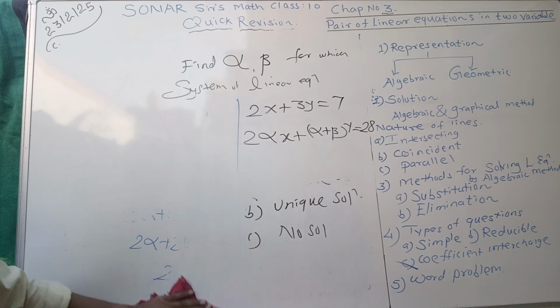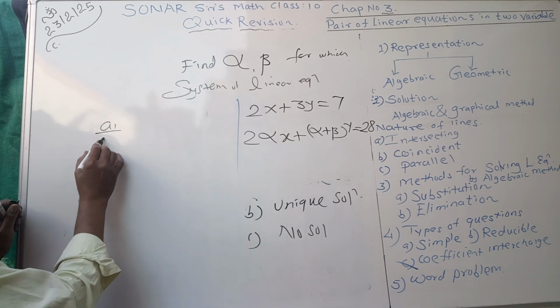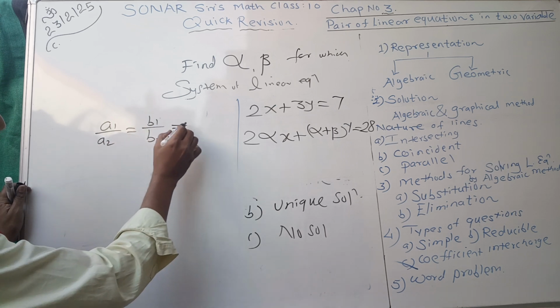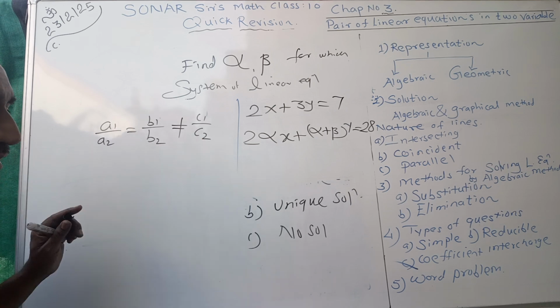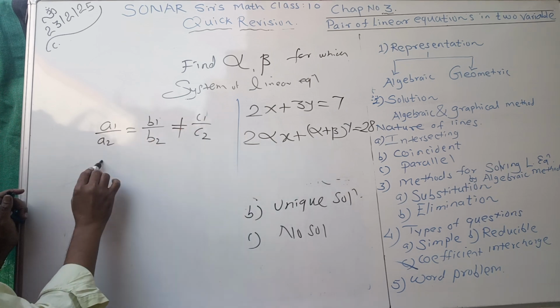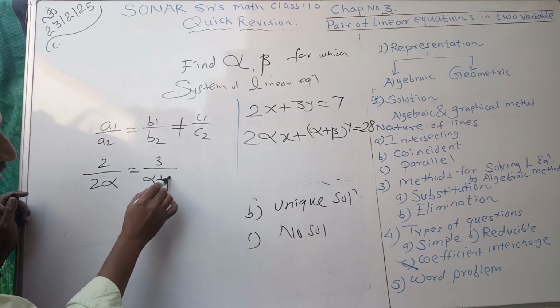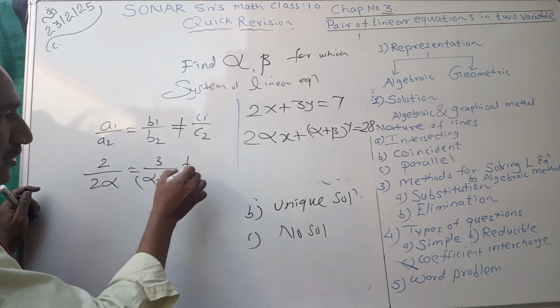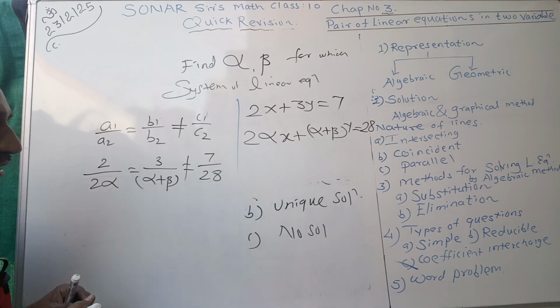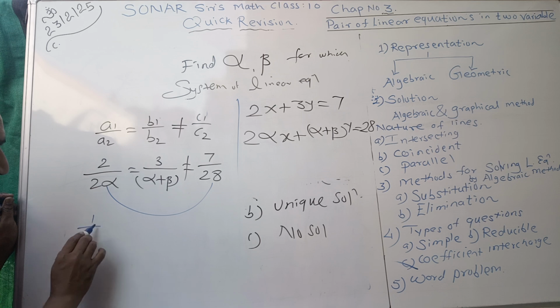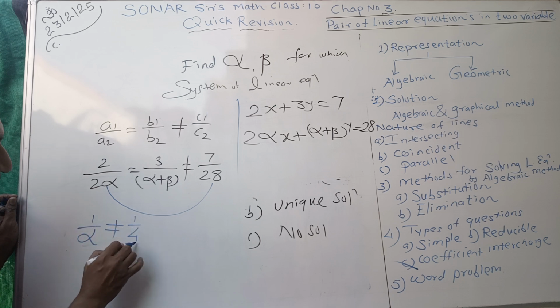Now for no solution, the condition is a1 upon a2 is equal to b1 upon b2 and is not equal to c1 upon c2. So a1 is 2 upon 2 alpha, b1 3 upon alpha plus beta, and c1 upon c2 is 7 upon 20. So we'll solve this and this one. So 1 upon alpha is not equal to 1 upon 4. So 4 is not equal to alpha.